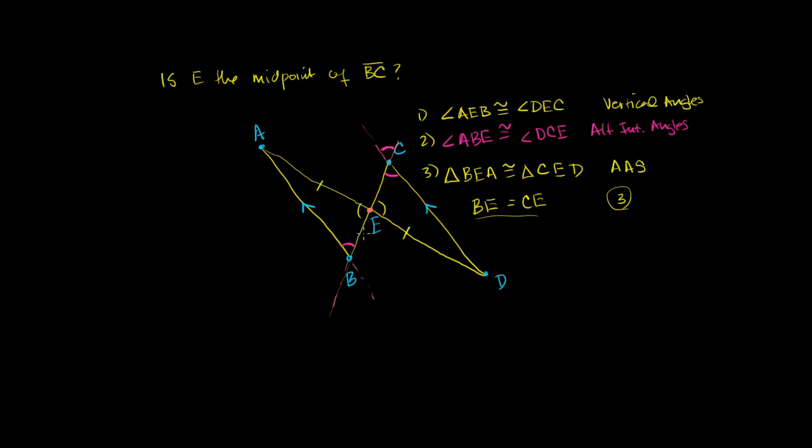So I can mark this off with a hash. This line segment right over here is congruent to this line segment right over here, because we know that those two triangles are congruent. And I've inadvertently right here done a little two-column proof. This over here on the left-hand side is my statement, statement, statement, and then on the right-hand side I gave my reason, and we're done.